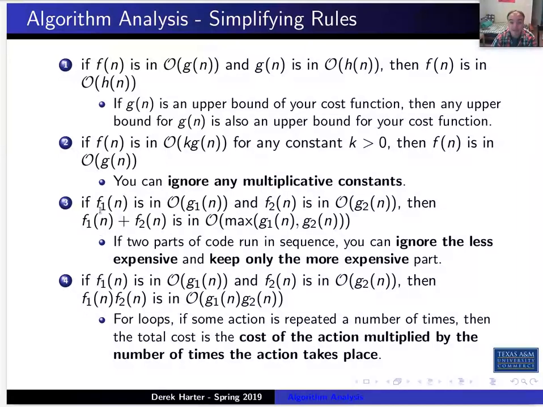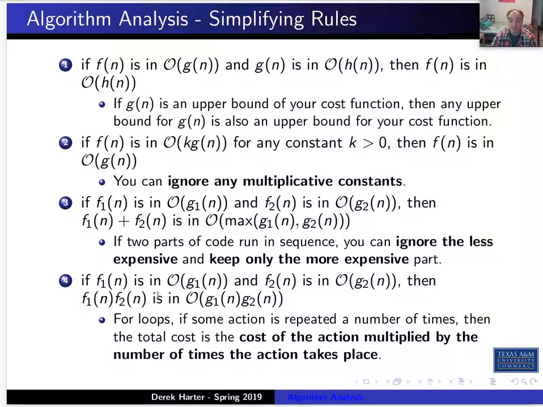The second one is that if f1 has some growth rate g1 and f2 has some growth rate g2, then f1 plus f2 is just the maximum of these, so you can ignore the less expensive one, okay? This is important. In a practical sense, what this means is that if you have code that runs in sequence, so if you have a very slow growth rate, order n, and then after that you go into an order n squared, effectively the slower one is not going to really impact your overall idea of how your algorithm grows with respect to the input size. So you only keep the more expensive part, all right?